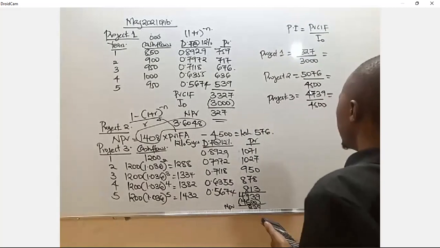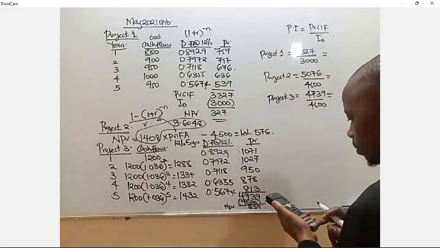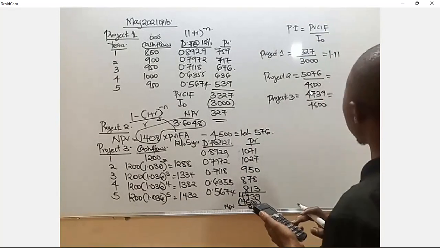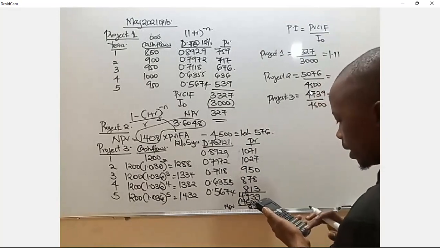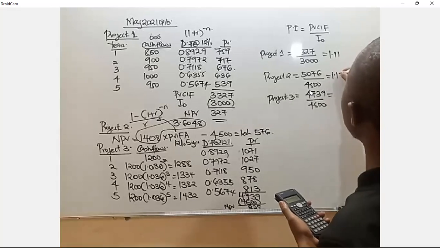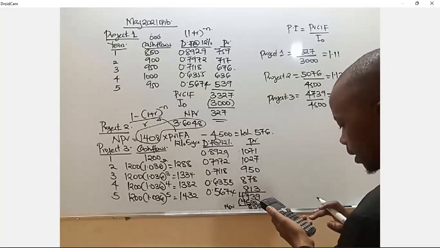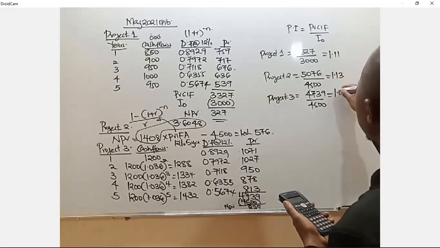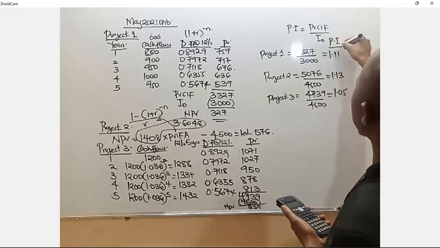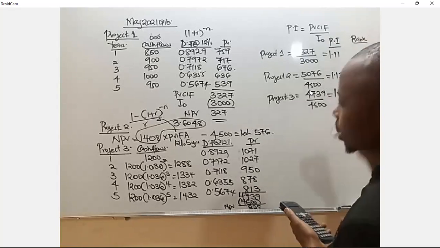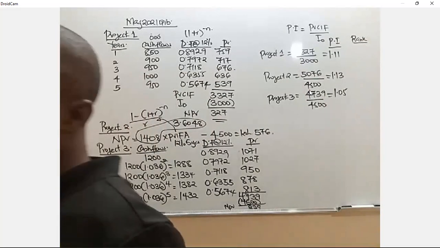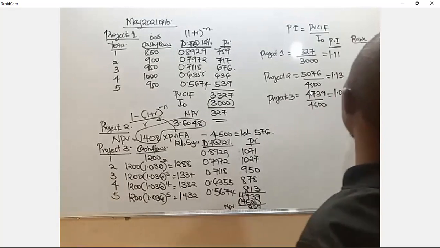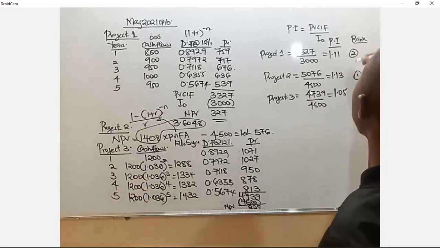So let me start with the first one, 3327 divided by 3000. We get 1.11. The second one will be 5076 divided by 4500, getting 1.13. Then the last one will be 4739 divided by 4500, getting 1.05. These are your PIs. Rank them very quickly. Which one is number 1? Which is number 2? Which is number 3? This is number 1, the best project because it has the highest PI. This is number 2, and this is number 3.